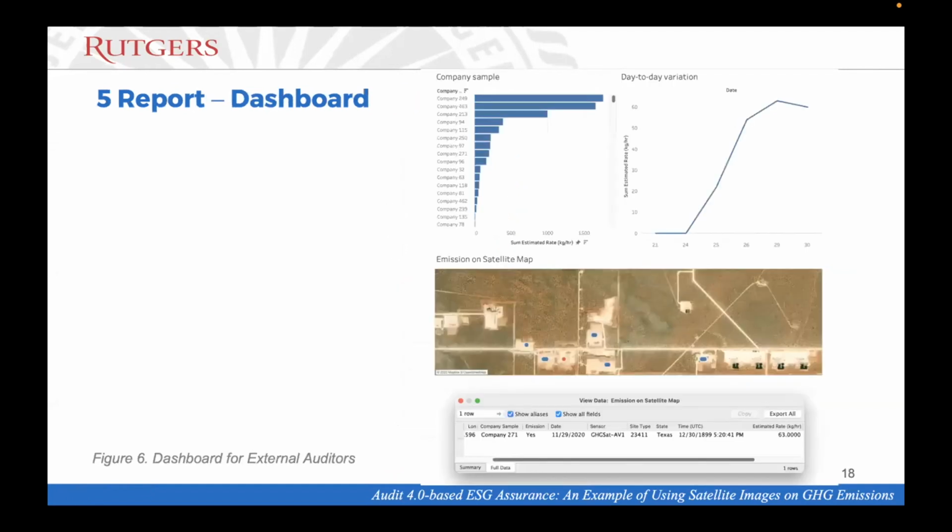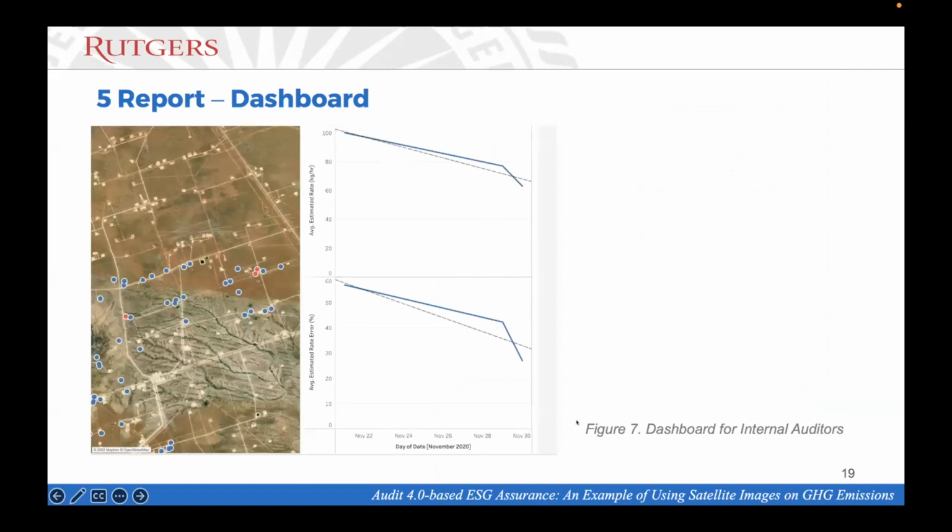The fifth step is to report. External auditors can have all the assertion reports generated in one dashboard, and they can click each point to see the detailed information for each dot. Internal auditors may focus more on the performance of the technology they adopted, so they can visualize the trend of the emissions to see whether the technology is effective.